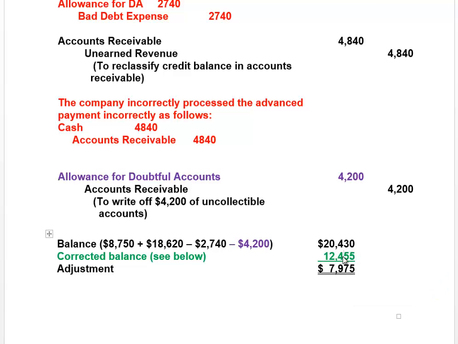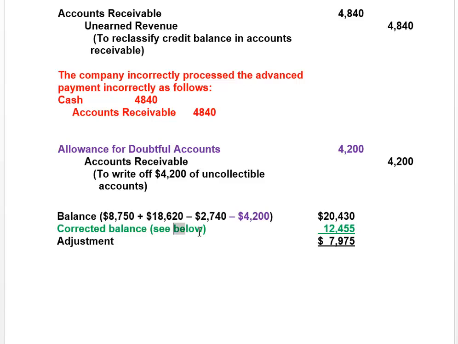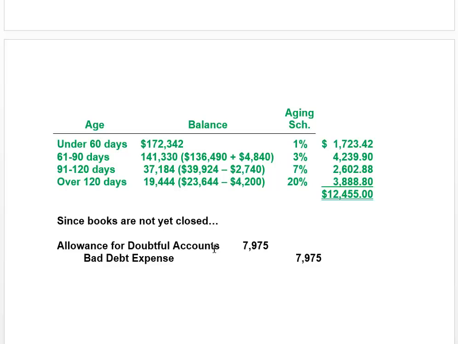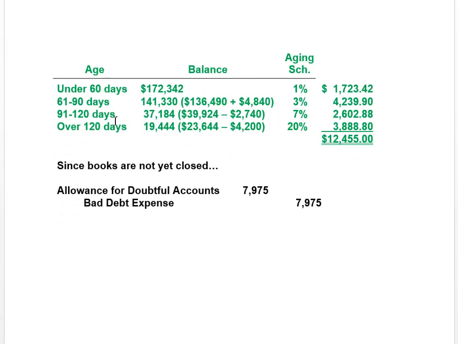So maybe it would be clearer if we went below and had a look at that. So now let's go down here and make our changes. Now what we have is our aging category under 60 days. There were no adjustments made to accounts receivable in this classification. So in our aging schedule, we're going to keep, as part of our allowance balance, $1,723.42, which is 1% of the existing net debit balance.